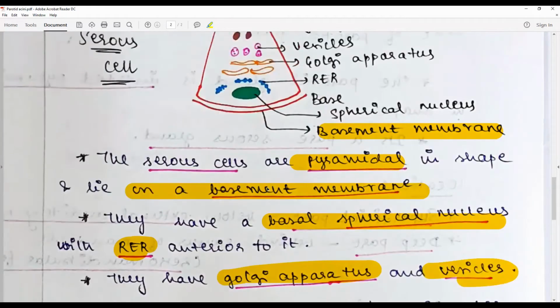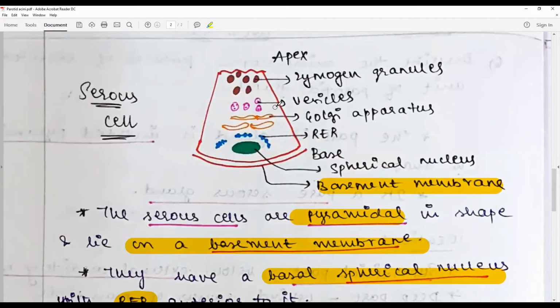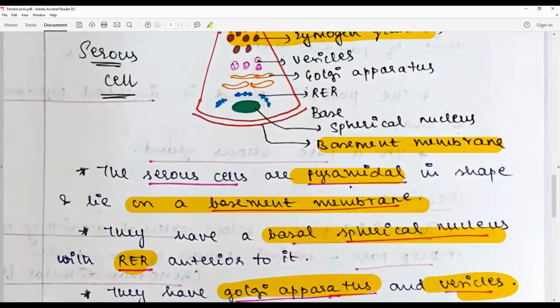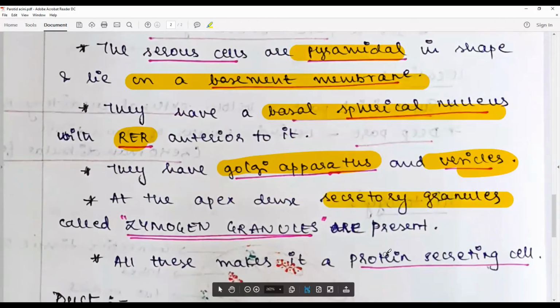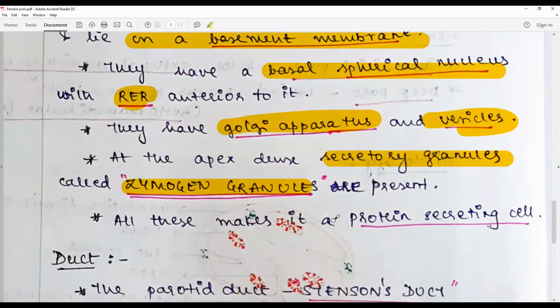At the apex of the pyramid, there are a lot of blue-colored granules called zymogen granules, which are secretory granules and responsible for containing the salivary proteins. All this makes it a protein-secreting cell, a cell that is designed to secrete proteins.